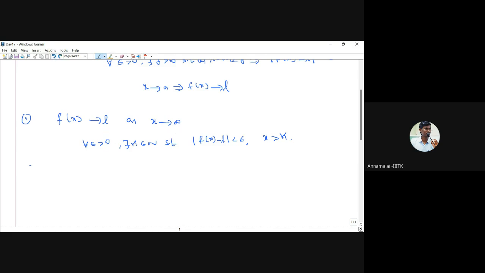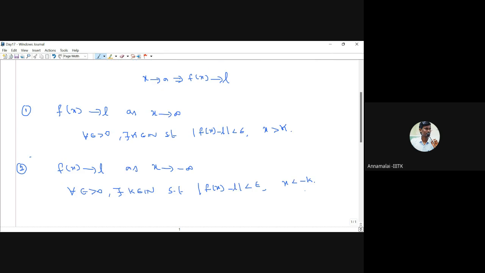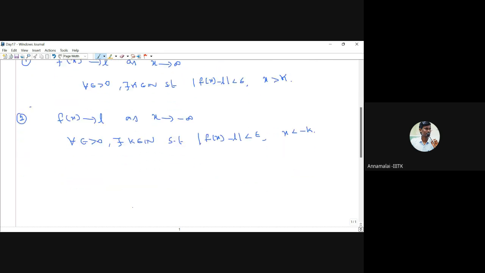Now similarly we define it for x goes to minus infinity also, right? So what is the definition of that one? When we say f of x approaches L as x approaches minus infinity, the same thing: for every epsilon greater than 0, there is a positive number k in N such that the distance between f of x and L is less than epsilon whenever x is less than minus k. That is, x is very near to minus infinity.